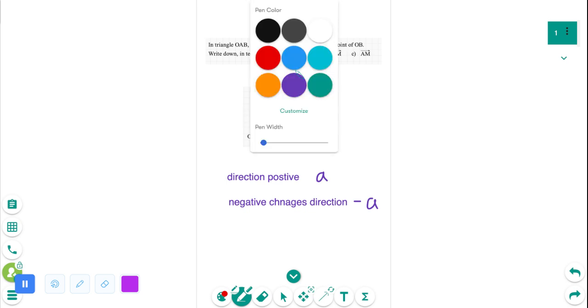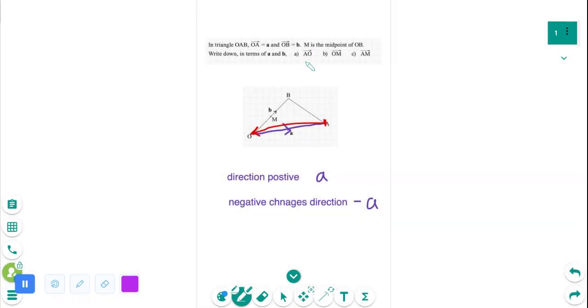All right, so the first question says, let's change colour to blue. It says, write down in terms of A and B, A to O. All right? And by pure chance, we've got minus A because it's going the opposite direction. Then we want O to M. So O to M, I'm just going to get rid of that red line there. So that's half B.